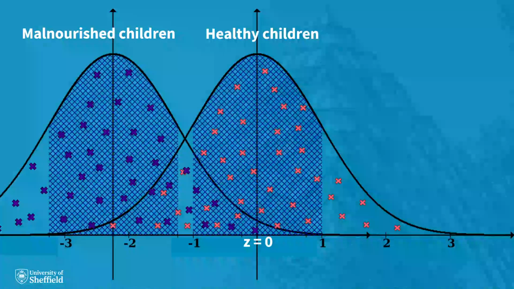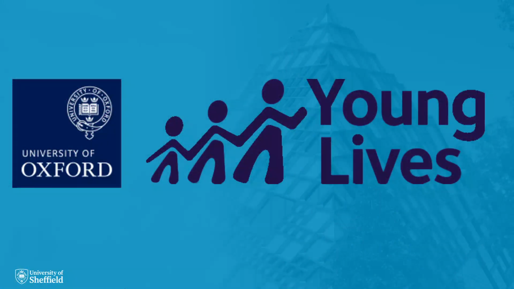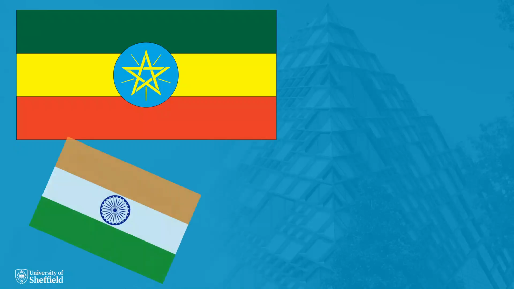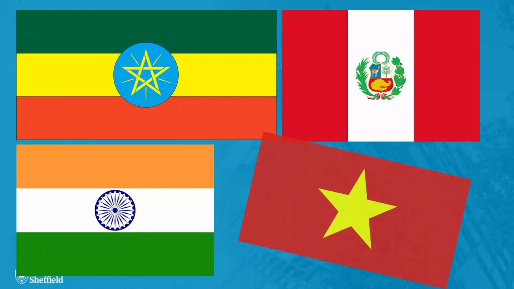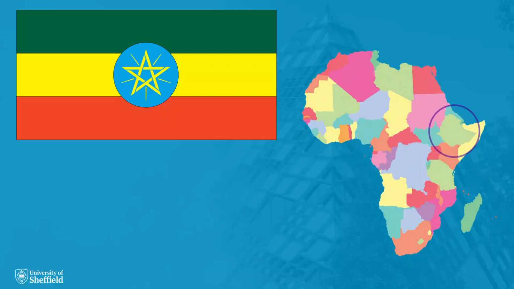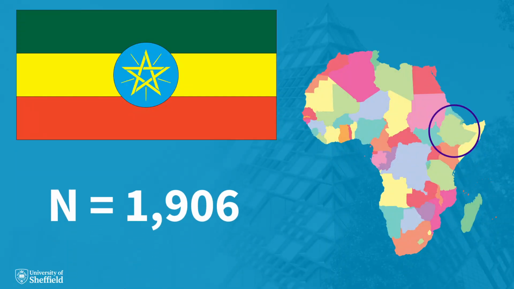To do this, let's use some real-life data. The dataset I'll be using comes from the Young Lives Study, a project by the University of Oxford that follows the lives of 12,000 children in Ethiopia, India, Peru, and Vietnam. Specifically, I'll be using a dataset containing information on a sample of 1,906 babies between the ages of 6 months and 17 months living in Ethiopia in 2002.